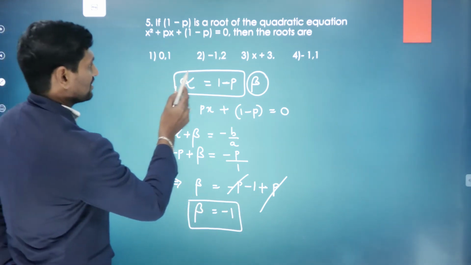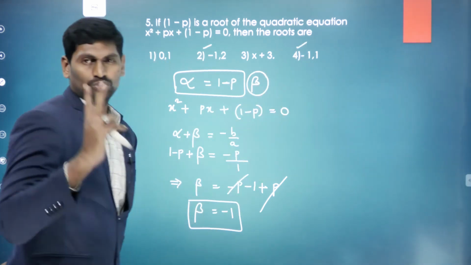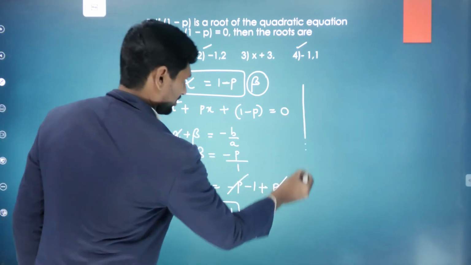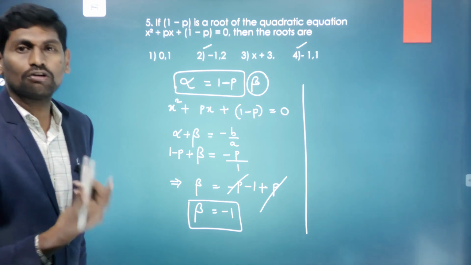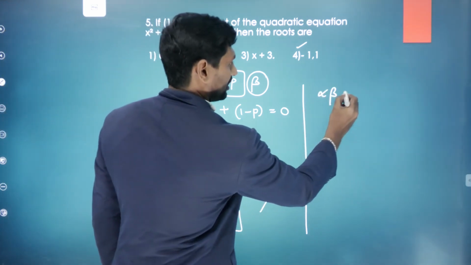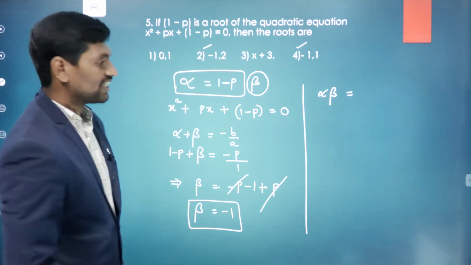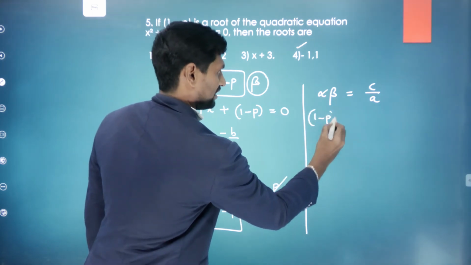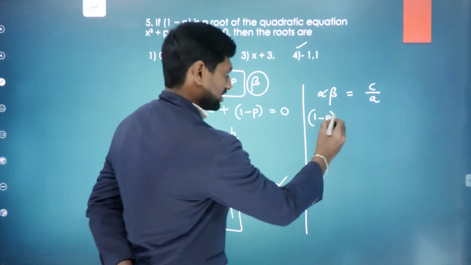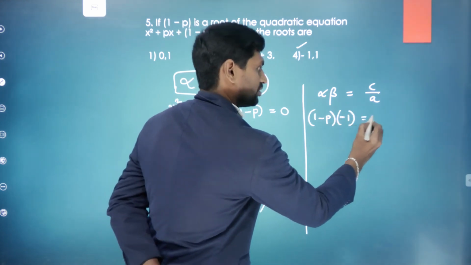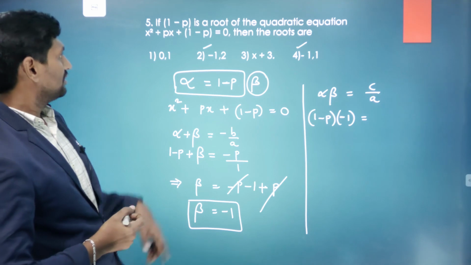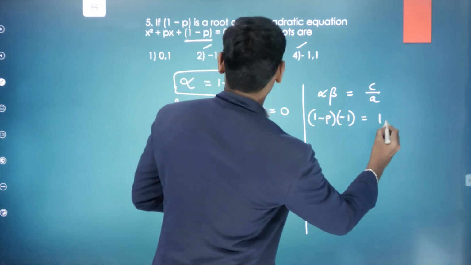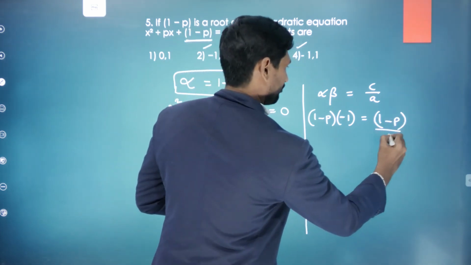So minus 1 we have a chance in the second option and the fourth option. Two chances are there, so we have to find the second root also, meaning the alpha value. Sum of roots completed. Now we use the product of roots: alpha into beta equals c by a. Alpha value is nothing but 1 minus p. Beta value we just found, minus 1. That is equal to c by a. The c value is what? 1 minus p. Here c is nothing but the constant term, no? 1 minus p by 1.